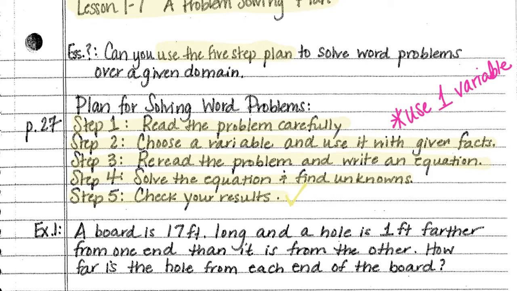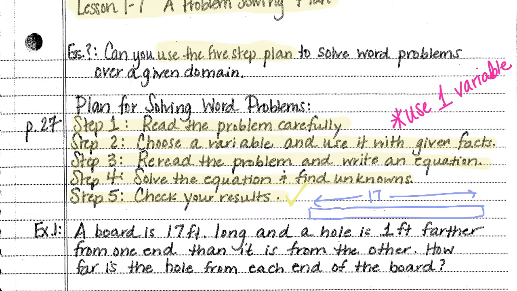Starting with example 1, a board is 17 foot long and a hole is 1 foot farther from one end than it is from the other. How far is the hole from each end of the board? All right, so if you know anything about my teaching, I like to draw an example. So I am going to draw a board. I know that this board is 17 feet long. So from here to here, it is 17 feet.